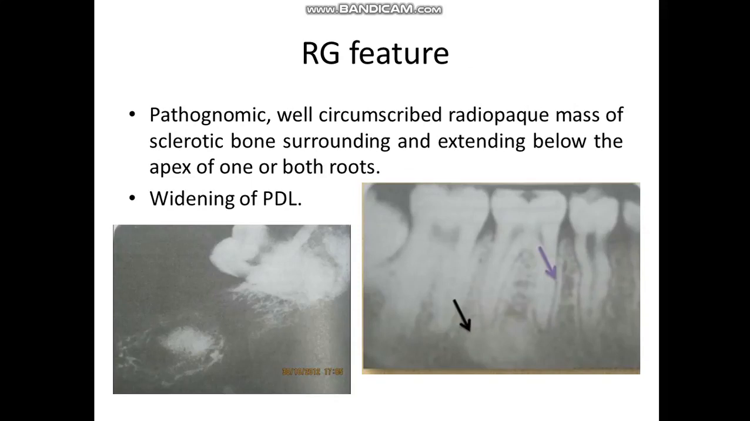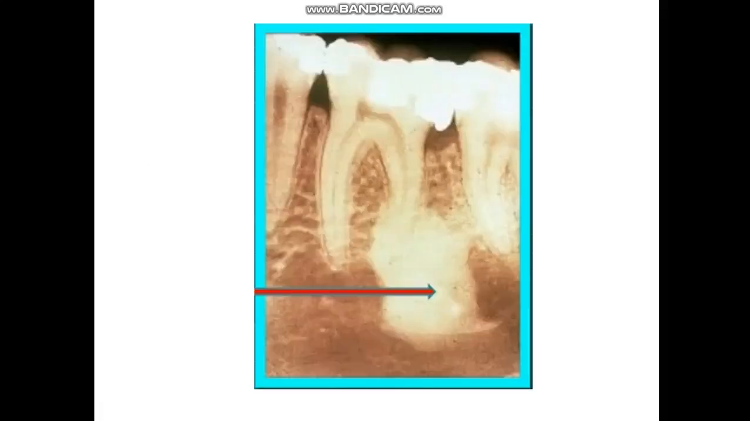The radiographic features are pathognomonic. Well circumscribed radiopacity, as we can see here, associated with or extending below the apex of one or both roots. Here we can see there is well circumscribed radiopacity associated with the apex of one or two roots. And also there is widening in the periodontal ligament. For this reason, it is described as pathognomonic: widening in the periodontal ligament and well circumscribed radiopacity associated with the apex of the tooth.